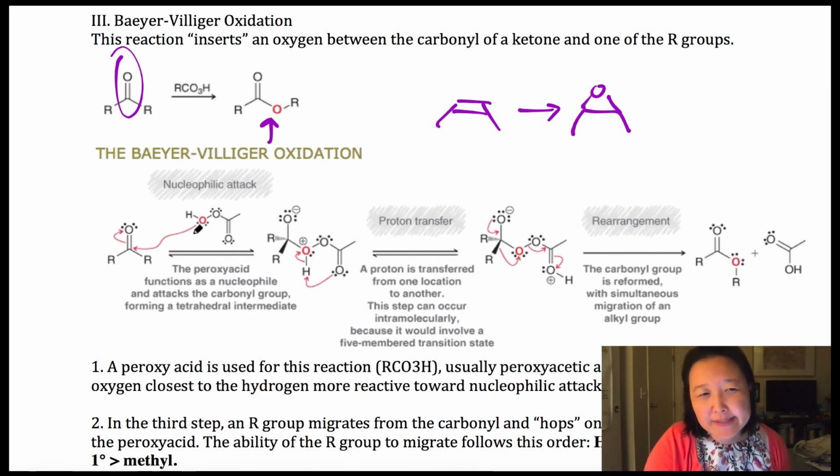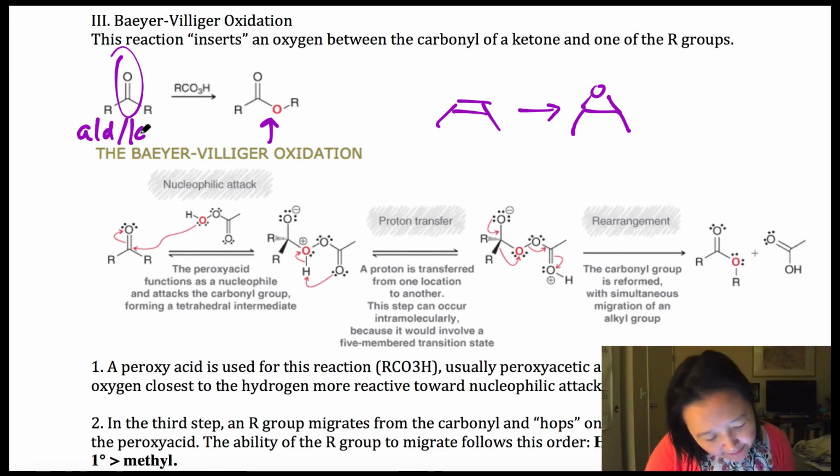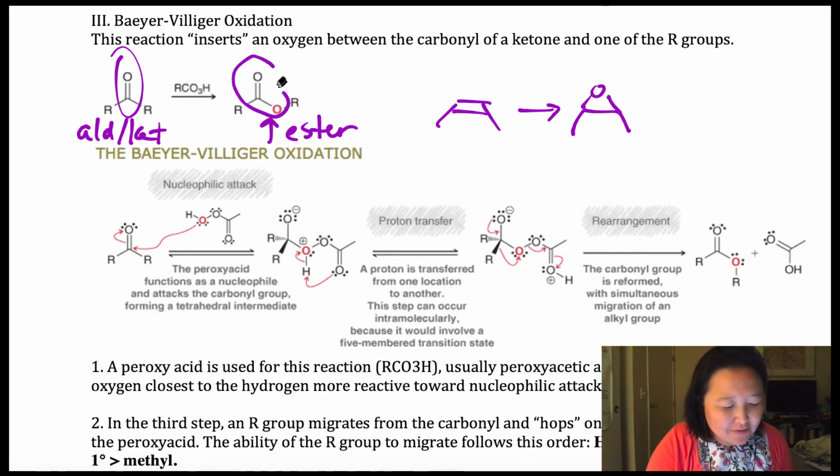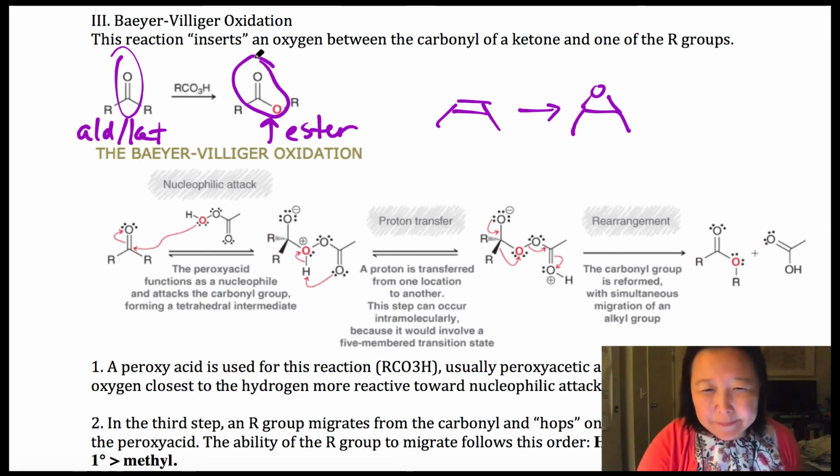So you don't have to memorize it though. But it's this oxygen of the peroxy acid that attacks and then ultimately ends up in the molecule that results. Usually it's a carbonyl group, a ketone or aldehyde, ketone turning into an ester. So when you see that different transformation, it's Baeyer-Villiger oxidation.